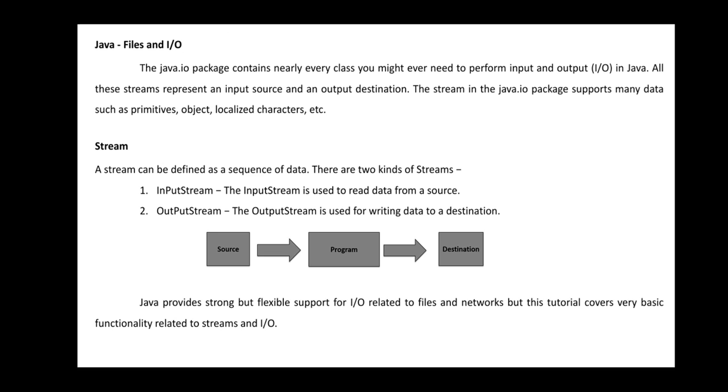So what is meant by a stream, and what are the different types of stream data sequences? We shall see the two different types of stream classes. A stream can be defined as a sequence of data. As I said, it is a buffered value, which is already present or which I want to create. There are two kinds of streams: one is called the input stream, and the other is called the output stream.